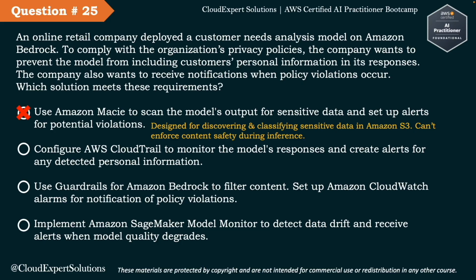Moving to option number 2. Configure AWS CloudTrail to monitor the model's response and create alerts for any detected personal information. AWS CloudTrail logs API calls for monitoring, not the actual content of model responses. It cannot inspect or filter sensitive data in generated output. That is why this is also not the correct option. Option number 3.